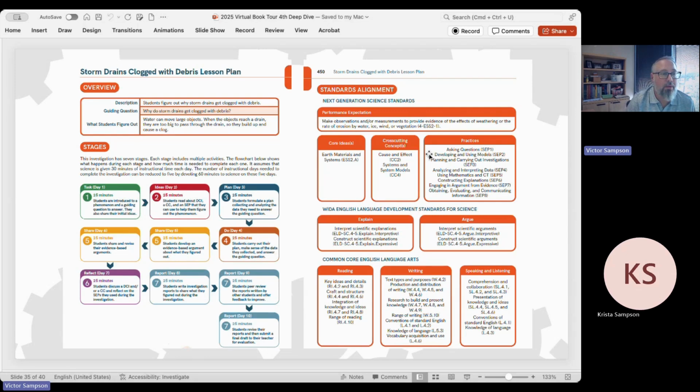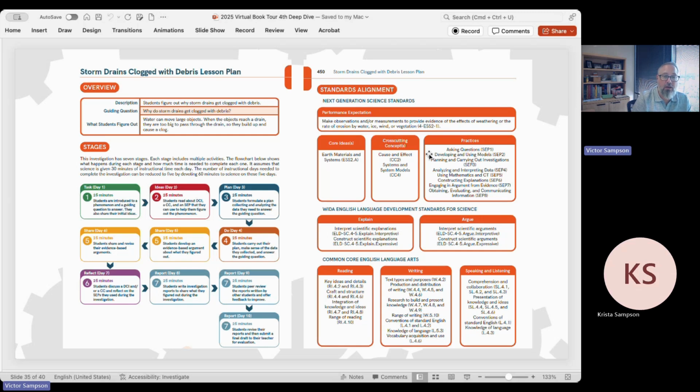Now, as we're wrapping up here, that can be a lot of stuff. So I want to remind you that we include detailed lesson plans and everything. So this is the lesson plan for the storm drains clogged with debris. They include an overview of what the students are figuring out, what the guiding question is, a graphic that shows how you can break this investigation over multiple days. So we usually assume you've got about 20 or 25 minutes per day for science. That graphic will show you how to break that up and get done with everything you need to.